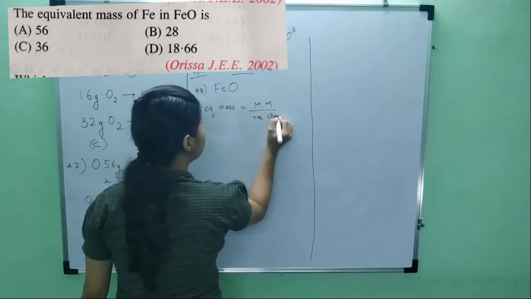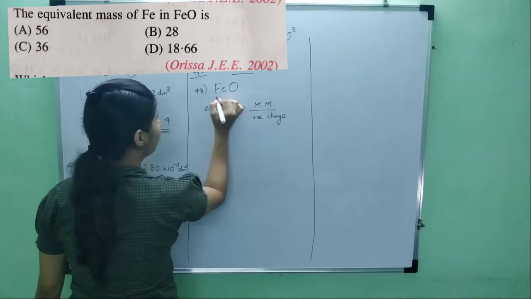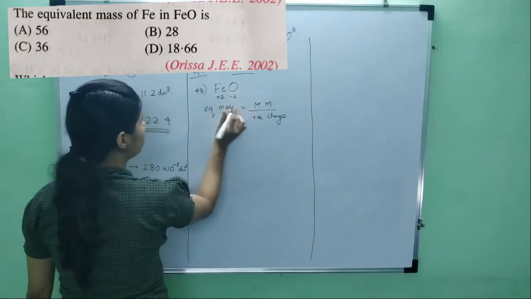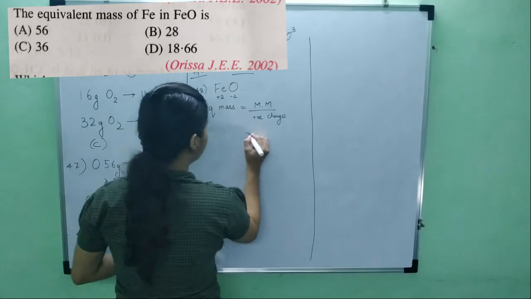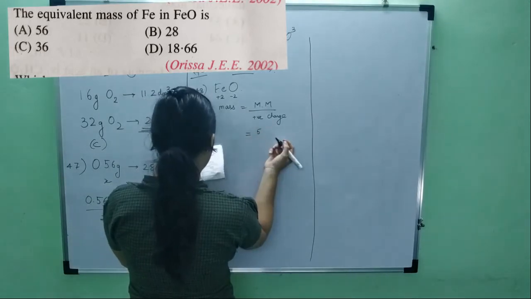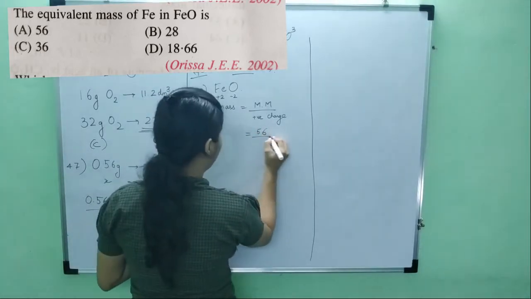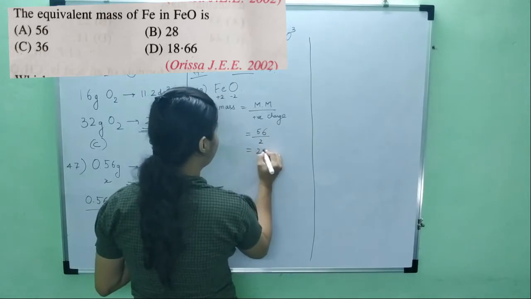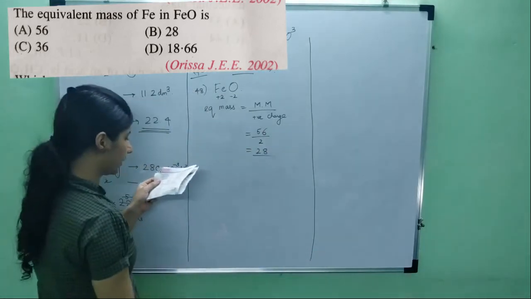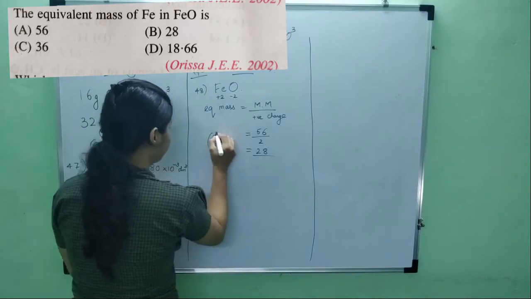Now how much is the positive charge on FeO? Fe in FeO is +2 and O is -2. So the charge is +2. What is the molecular mass of Fe? The molecular mass is 56 and divided by 2, so this is 28. So equivalent weight is 28. So the right answer is option B.